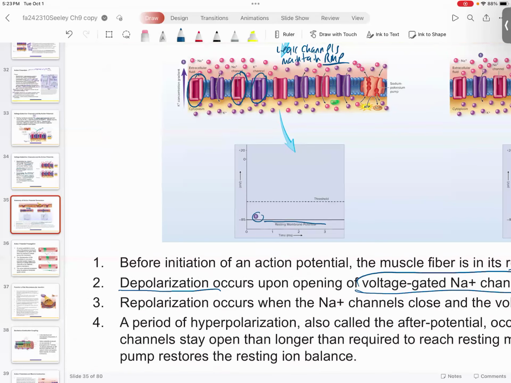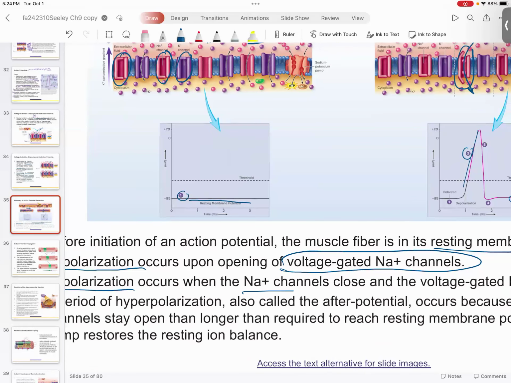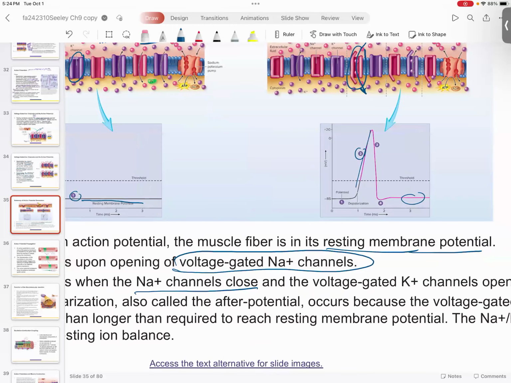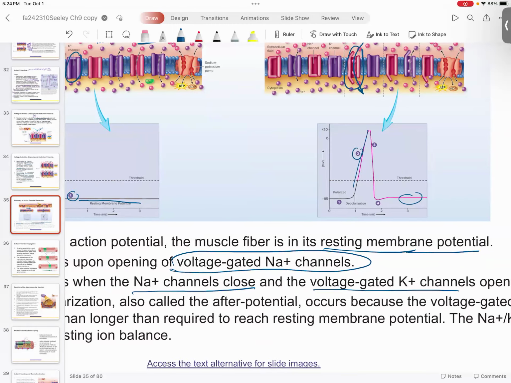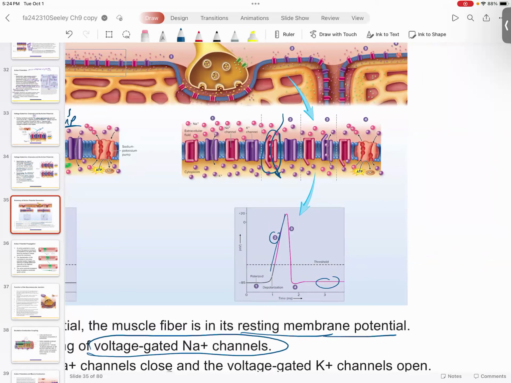Then right after that is going to be your repolarization. So this is when you're going to close your sodium channels, and then you're going to open up your potassium channels. And so at this particular point with repolarization, it's the downside of that curve. And so what happens there, in this little segment right here, this is going to be repolarization.